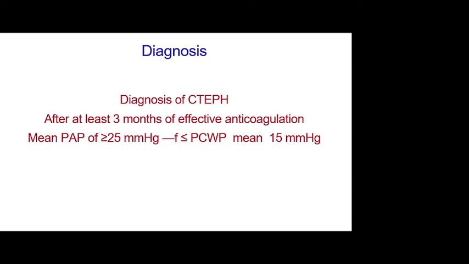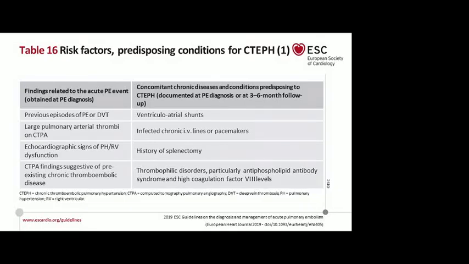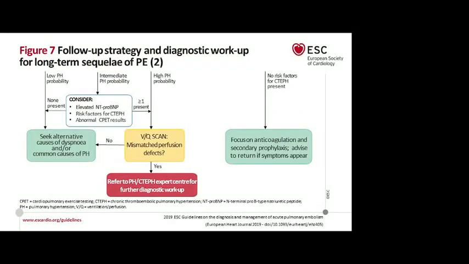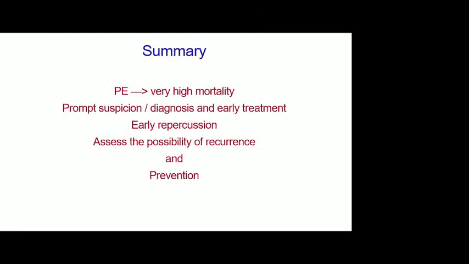Mainly, once diagnosed, we have to continue the anticoagulation for 3 months and reassess. If the patient still has raised pulmonary pressure after 3 months, then we can make the diagnosis. These are the causes for chronic thromboembolic pulmonary hypertension.